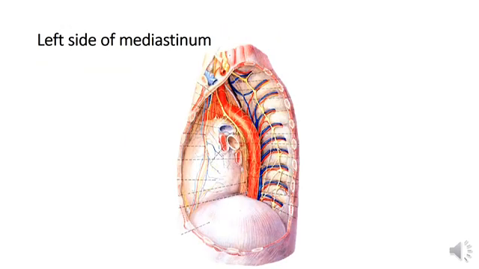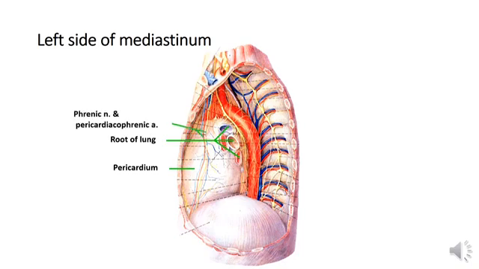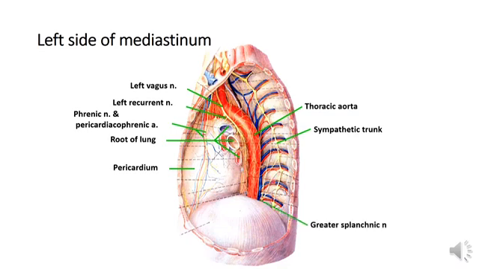The left side of the mediastinum. We have the root of the lung, the pericardium, the phrenic nerve and pericardiophrenic artery, and the left vagus nerve. This is the left vagus giving us the left recurrent laryngeal nerve here. This is the thoracic aorta. Then we have the sympathetic trunk, and then the greater splanchnic nerve.